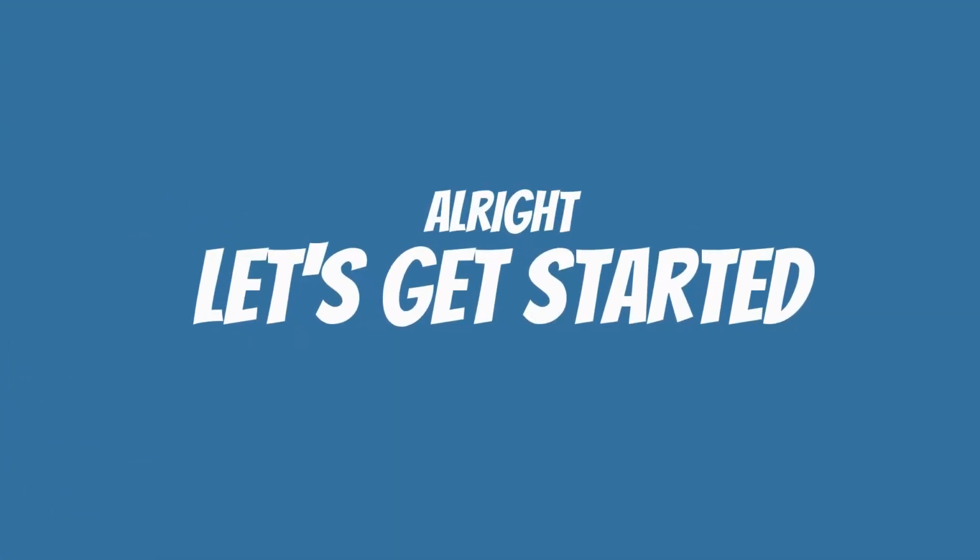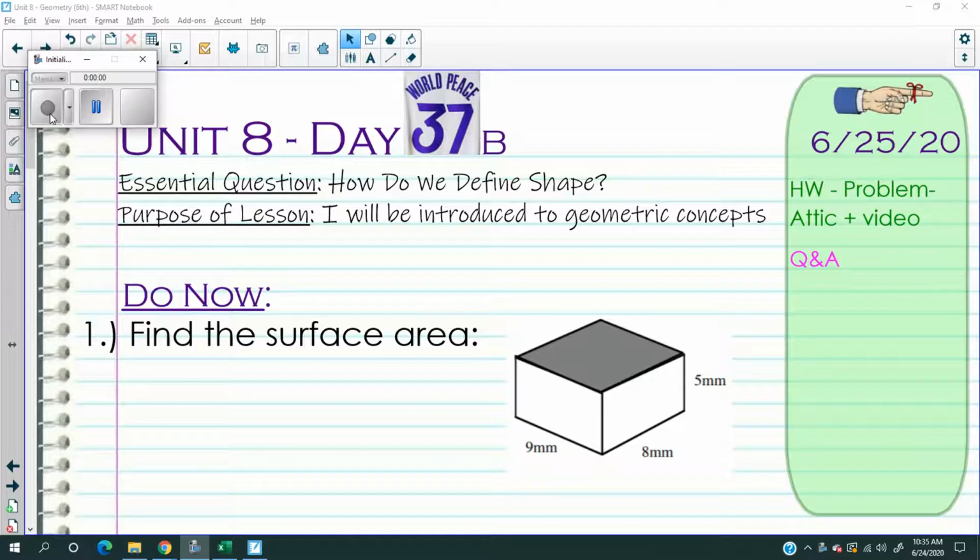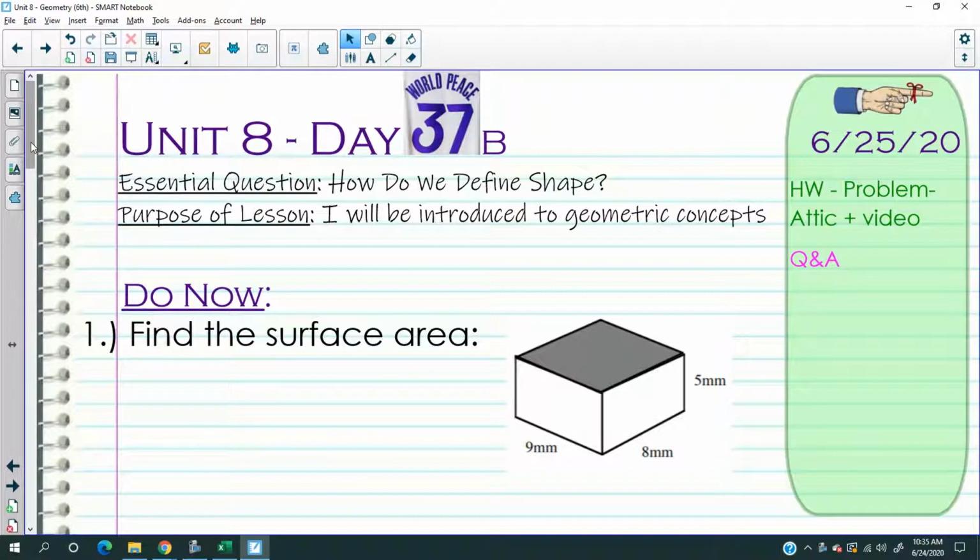Oh, there we go. There's the bell. All right. Okay, all right. So there's the bell. Go ahead and do the Do Now, and then we'll come back and talk about this.